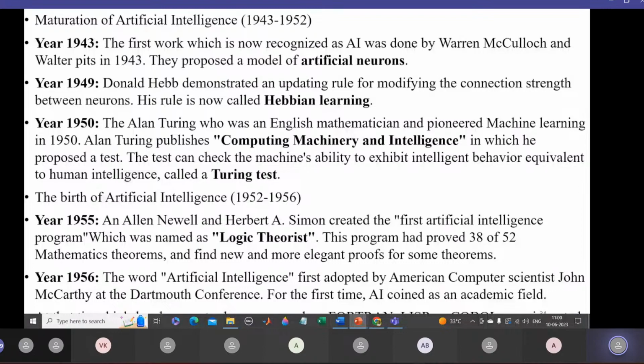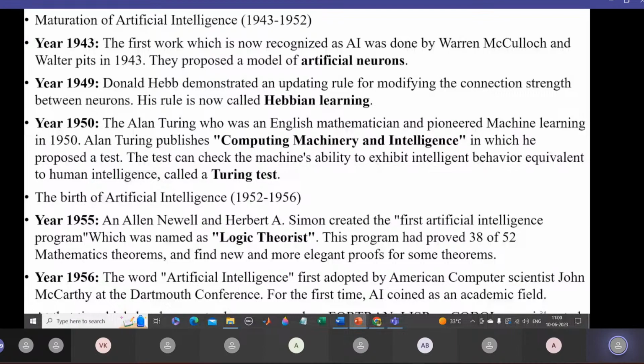Then in 50 we had Turing, English mathematician. He pioneered machine learning in 1950. Computing Machinery and Intelligence. So that is what we say as a Turing test. We propose a test and check whether it is the behavior of a machine or a human. That is called Turing test. And the birth of AI started in 52 to 56. So it started maturing only 43 to 52, and the birth is 52 to 56.